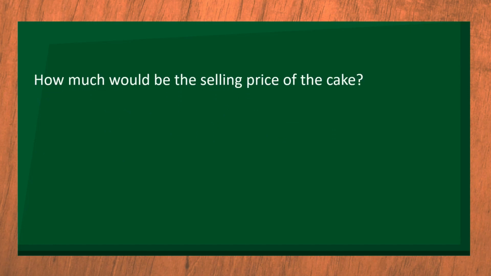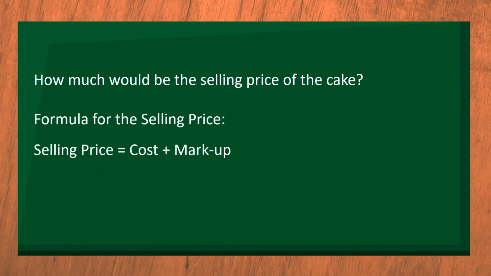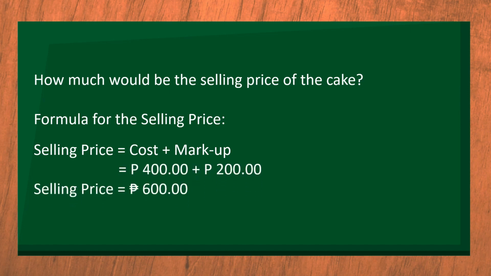The question now is, how much would be the selling price of the cake? The formula for the selling price is selling price is equal to cost plus markup. Given 400 pesos, which is the cost, plus 200 pesos, which is the markup, the selling price is now 600 pesos.